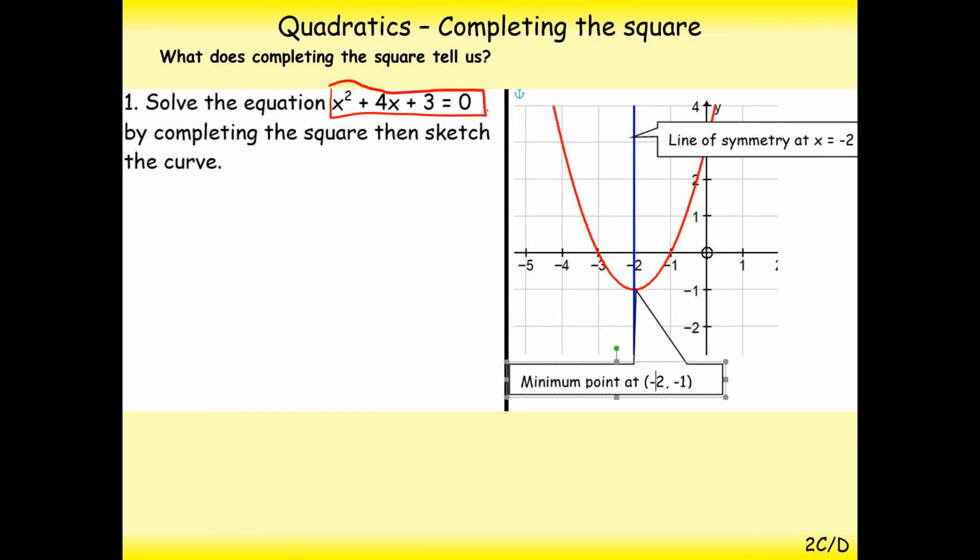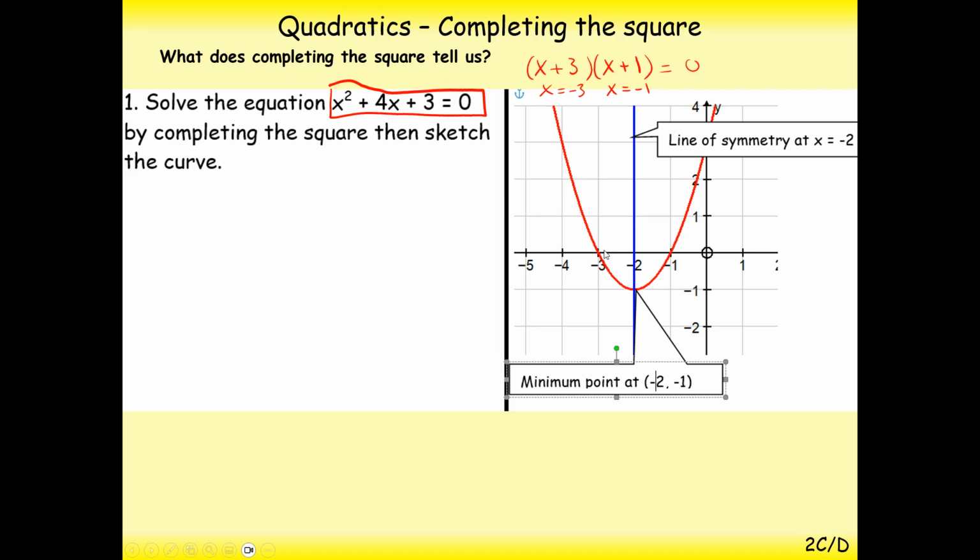I've worked backwards and I'm already showing you the shape of the graph here, because when you want to factorize it, you'll figure out that the roots of this equation are actually -3 and -1, because in a factorized form these are there. But here we're going to learn a new skill, and first of all I'm showing you why it is important to understand completing the square.